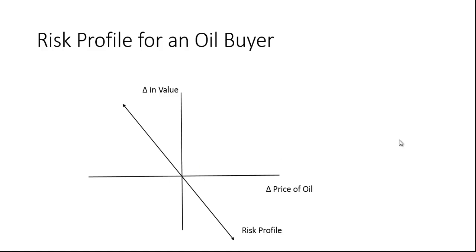On the opposite end, we have the oil buyer. This is the case where increasing oil prices cause a loss in value. Decreasing oil prices cause a gain in value. And here I've drawn this, as was the case in the previous graph, fairly steeply, so there's quite a bit of risk. If I'd drawn this with a flatter risk profile, there would be less sensitivity to a change in value when oil prices change.